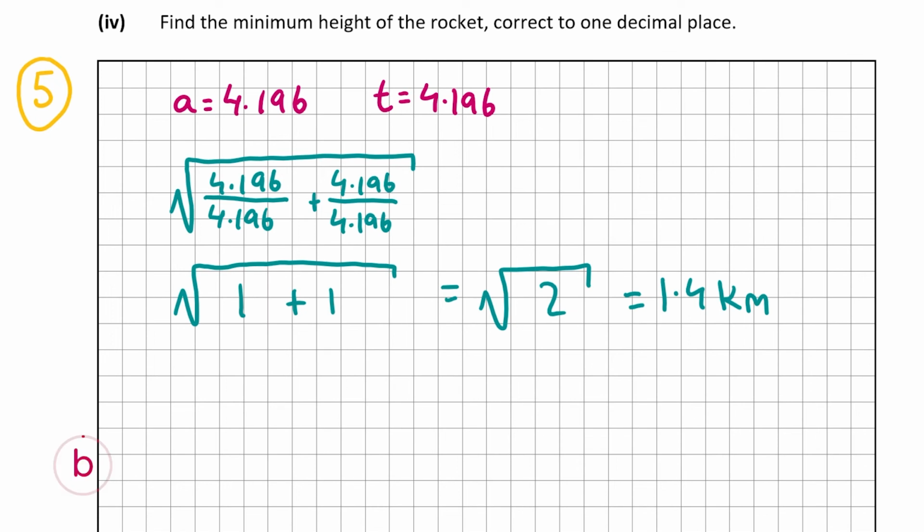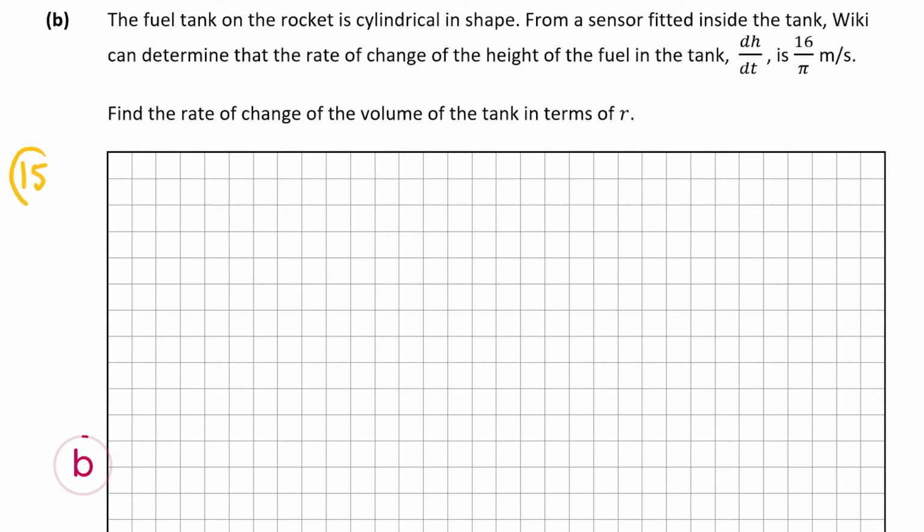Now let's have a look at the final part of the question, which is worth 15 marks. So this says that the fuel tank on the rocket is cylindrical in shape. From a sensor fitted inside the tank, Wiki, who's the rocket scientist, can determine that the rate of change of the height of the fuel in the tank, which is given by dH/dt, is equal to 16 over pi meters per second. So now we're asked to find the rate of change of the volume of the tank in terms of r. So the rate of change of the volume is going to be dV/dt.